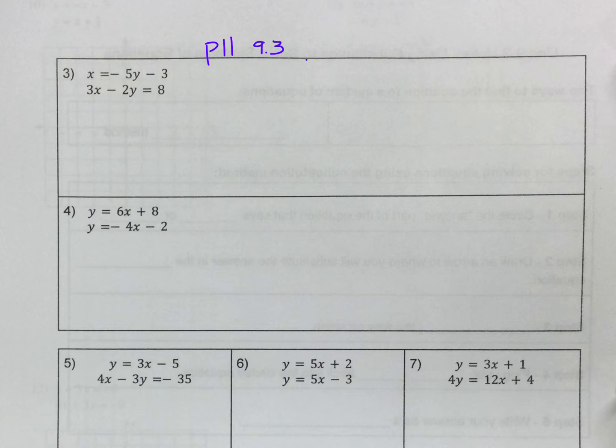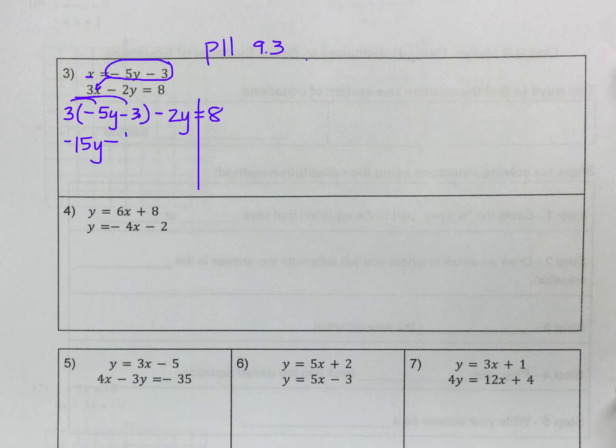All right, this is page 11 of your 9.3 notes. We worked on this yesterday. Yesterday we learned that we circle that, and because it says x equals, it's going to go right there. And we write 3, and instead of x, we write negative 5y minus 3 minus 2y equals 8. All right, then we'll distribute. Negative 15y minus 9 minus 2y equals 8.